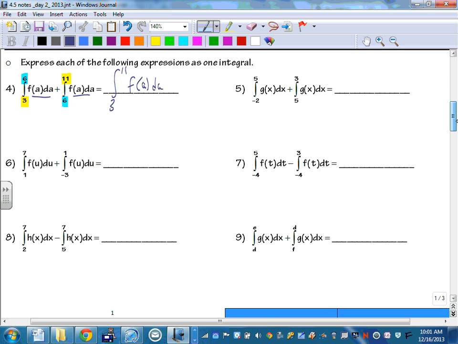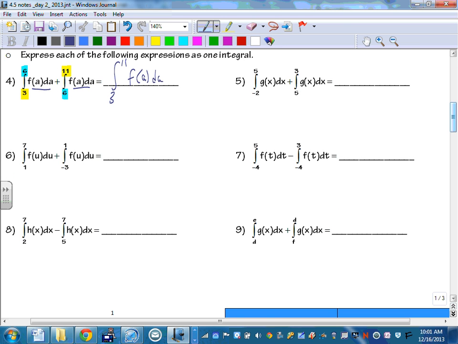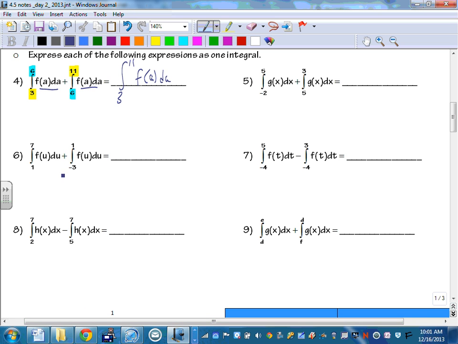Let's take a look at number 6. This one doesn't match up quite the right way, right? This one ends at 7, this one begins at -3. But there are two that match up. All we need to do is switch these around.